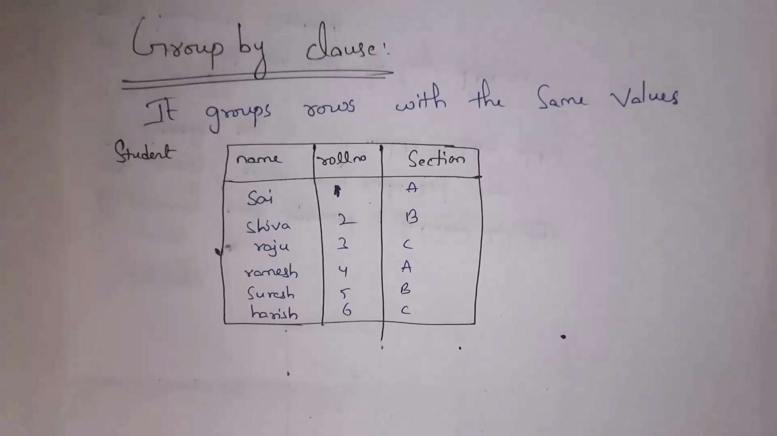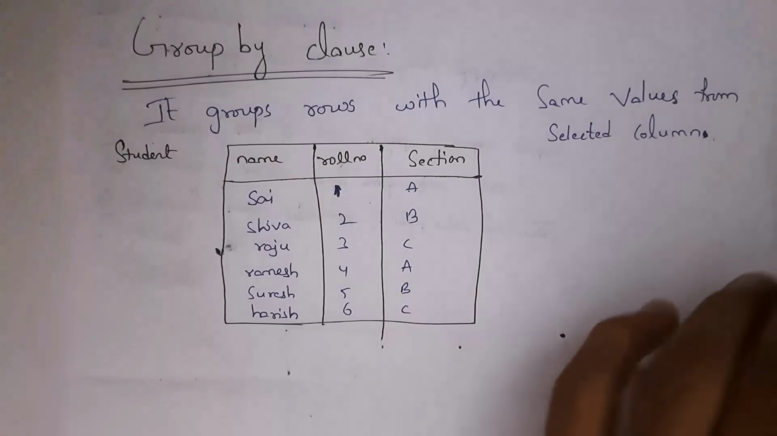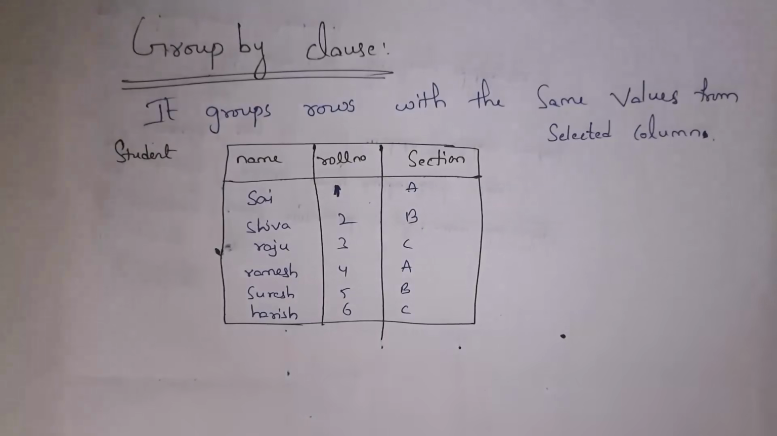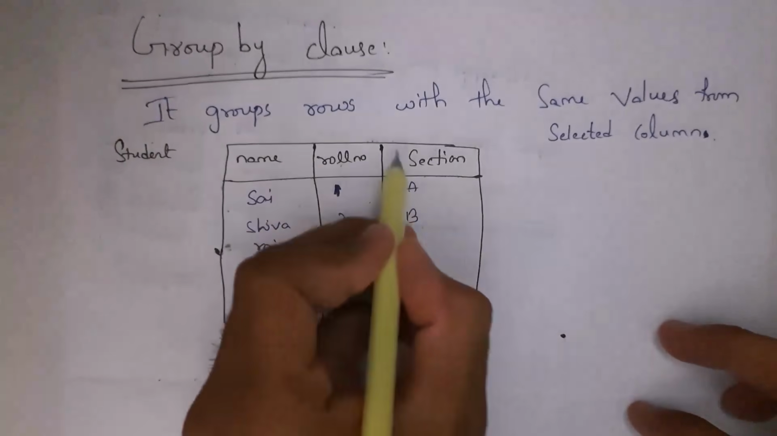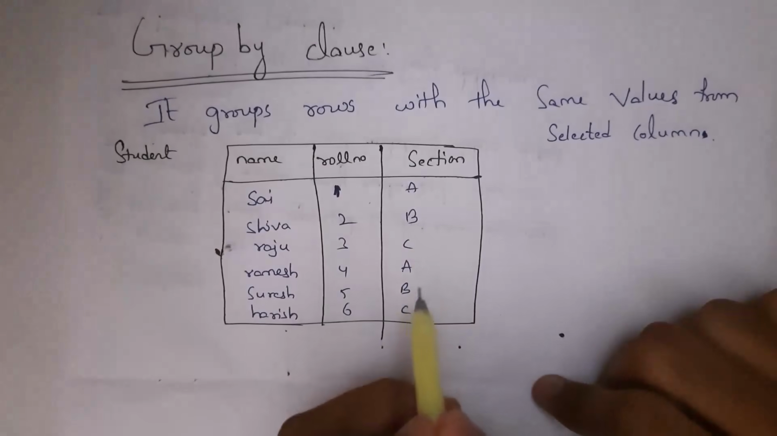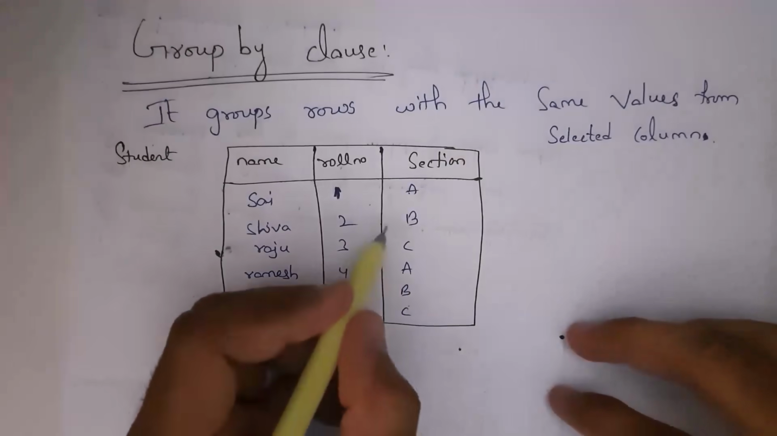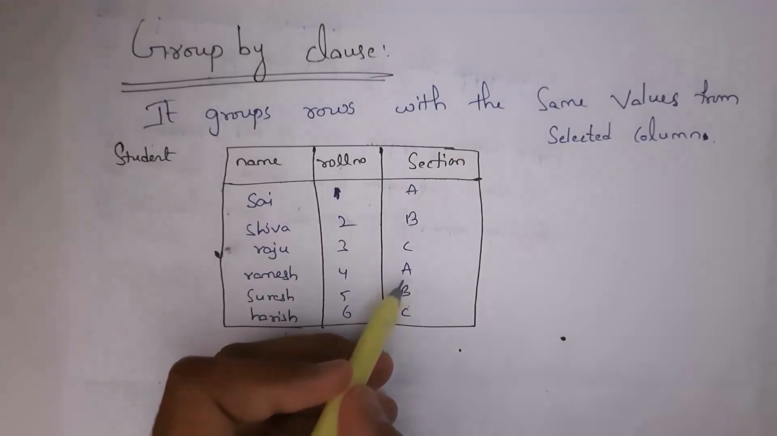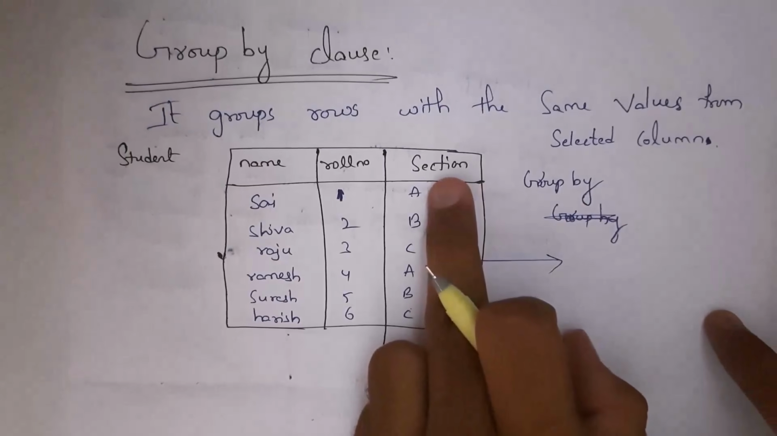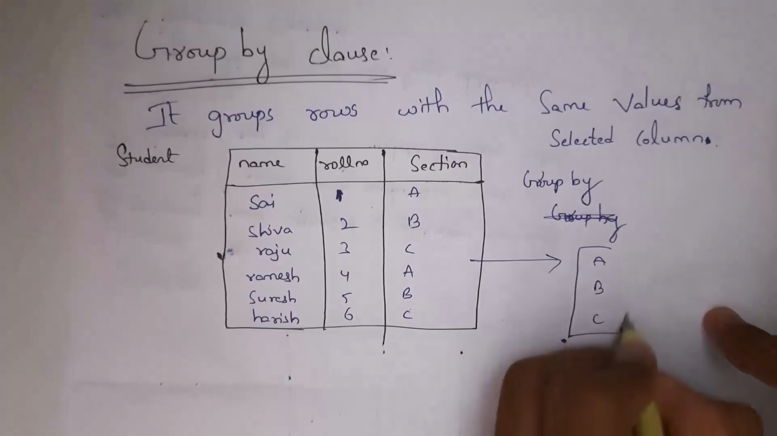Next I will explain the use of the group by clause. The group by clause groups rows with the same values from the selected column. For example, in the student table I am selecting the section column. In this section column A is repeated twice, B twice and C twice. Whenever I apply group by to this column, it will group the same values and display them only once. For example, if I apply group by to the section column, it will display the output A B C only once.